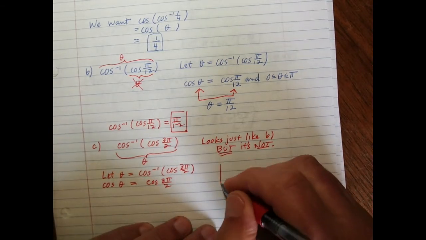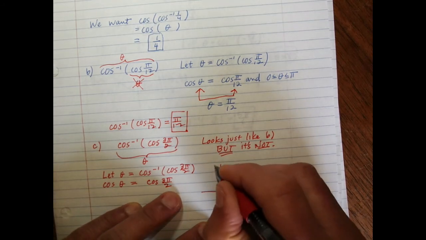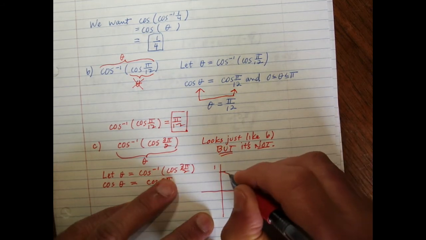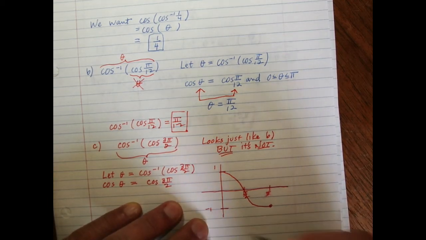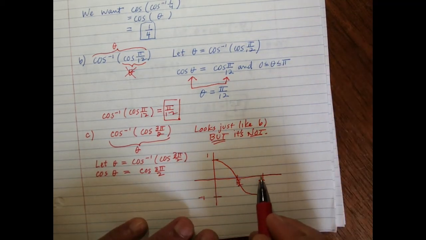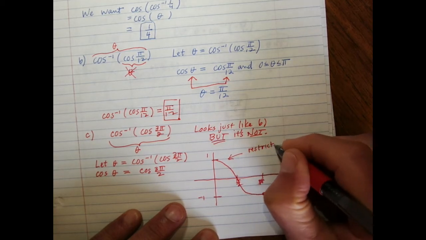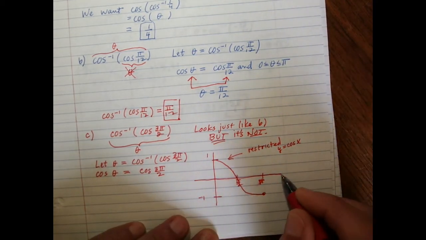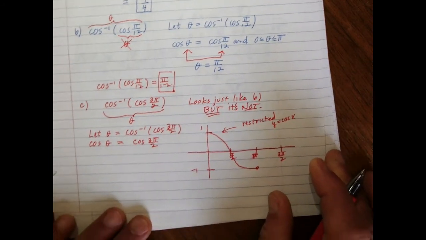But now I'm going to just draw my portion of the cosine graph that we restricted to define the inverse cosine function. So this is that interval from 0 to pi. This is a restricted y equals cosine x. Okay. 3 pi over 2 is way the heck over there, right?